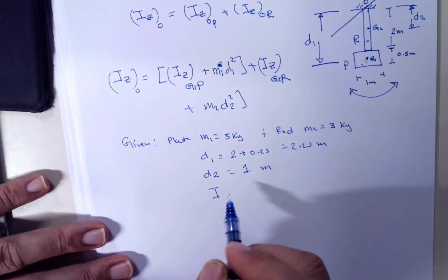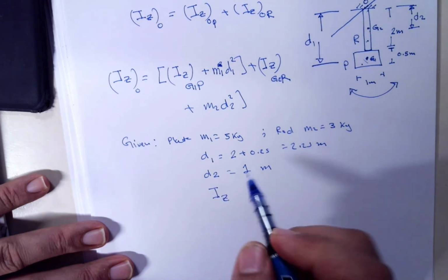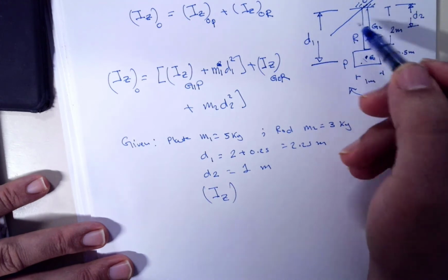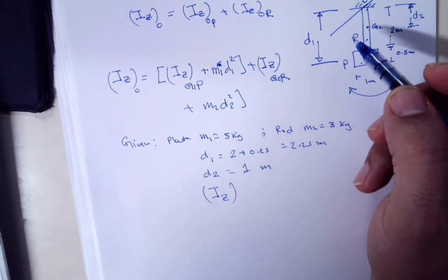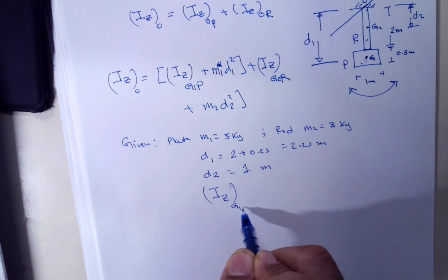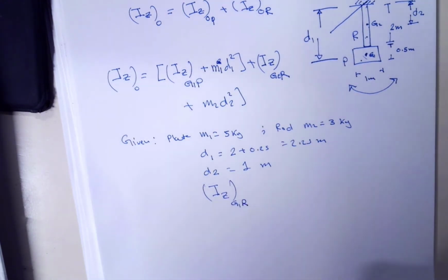The moment of inertia for this cylinder passing through this Z. Now I'm going to use, so this is G1 for the rod, right? For the rod.